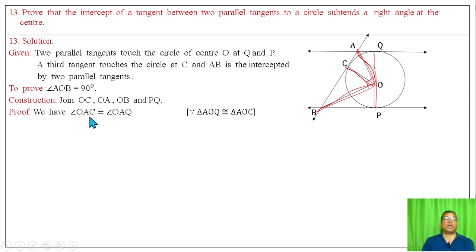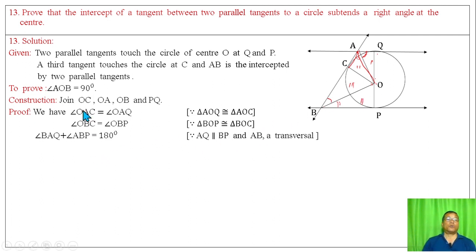We have angle OAC equal to angle OAQ, since triangles AOC and AOQ are congruent. Similarly, angle OBC equals angle OBP, since those triangles are congruent. Therefore, their sum is this.